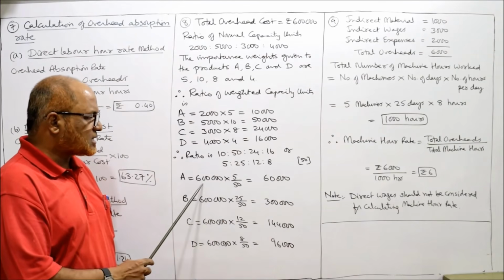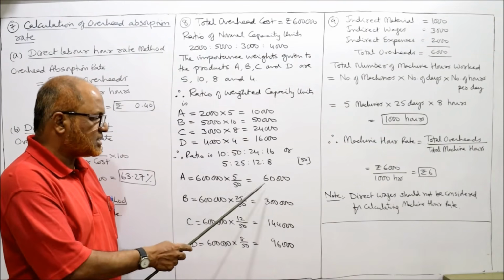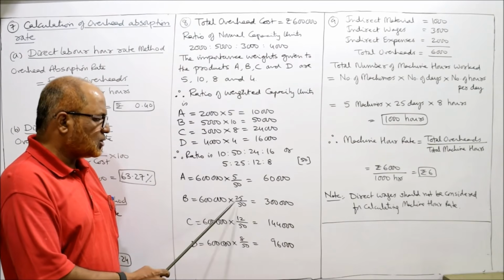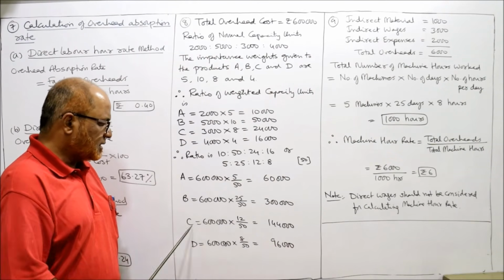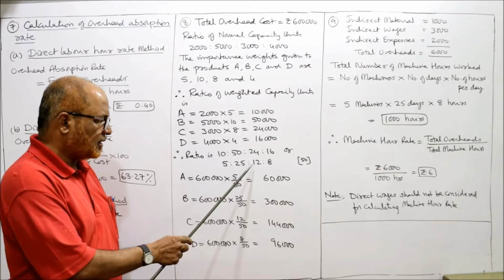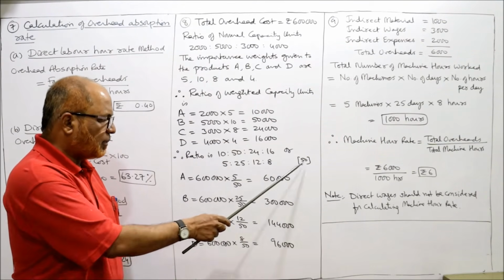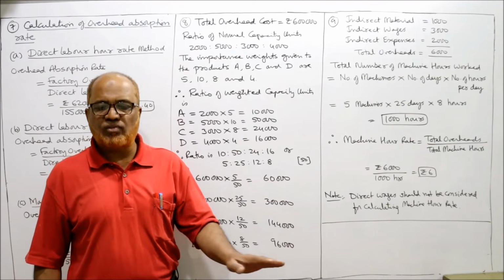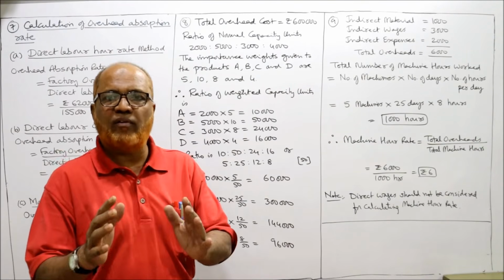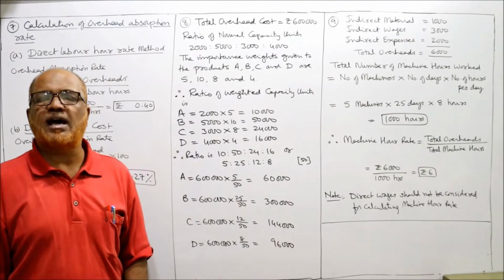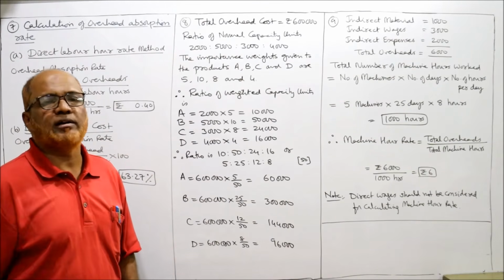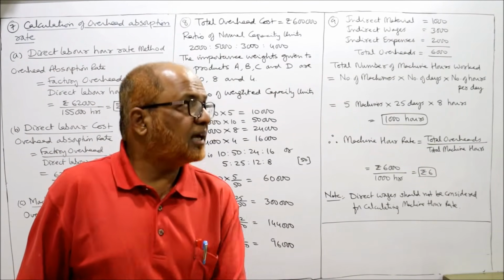So A product 6 lakh into 5 by 50, 60,000. B 6 lakh into 25 by 50, 3 lakh. C 6 lakh into 12 by 50, 1 lakh 44,000. D 6 lakh into 8 by 50, 96,000. In this way, we divide the 6 lakh rupees overhead among all the 4 products according to weighted units. That's it. Now, see the next problem.